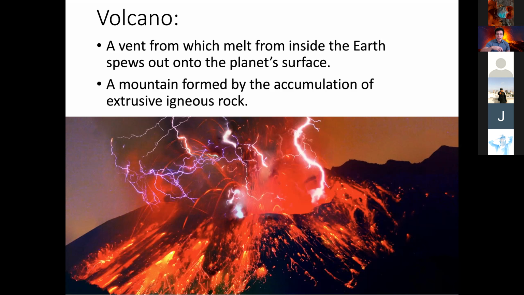By the way, the lightning in this picture is just because there is electric charge happening in this hot rock. Sometimes, especially if it's very metal rich, you'll get electrical charge. And so this lightning is actually caused by the volcano.